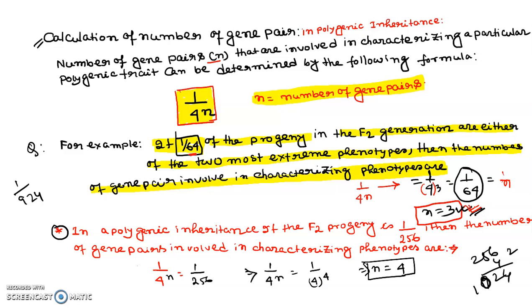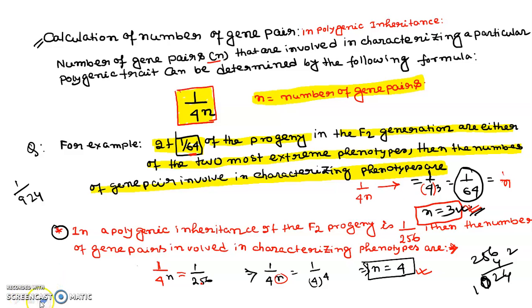Now we can solve another question. In polygenic inheritance, if the F2 progeny is 1 by 256, what is the number of gene pairs involved in the phenotype? The formula is 1 by 4 to the power n equal to 1 by 256. So n will be 4.